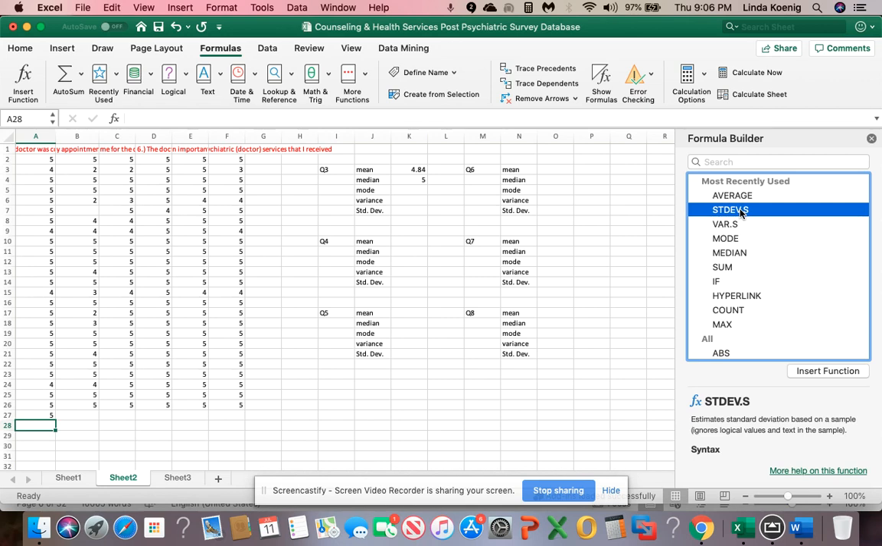So when you're choosing a function to use, make sure that you're using .s. That's a little more conservative interpretation, a little more conservative statistic to choose.